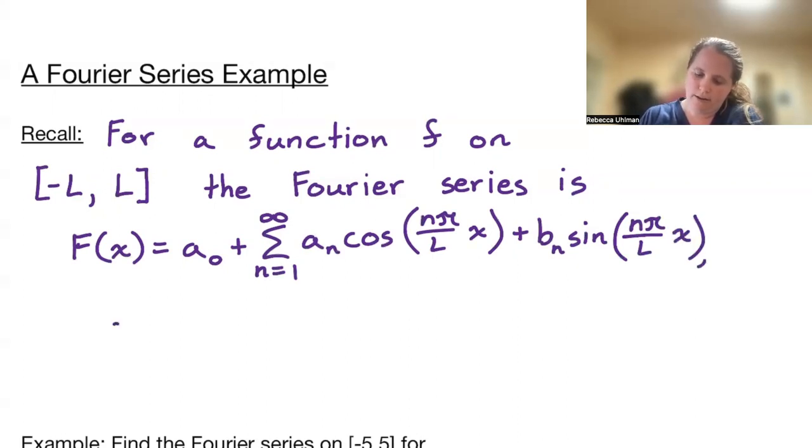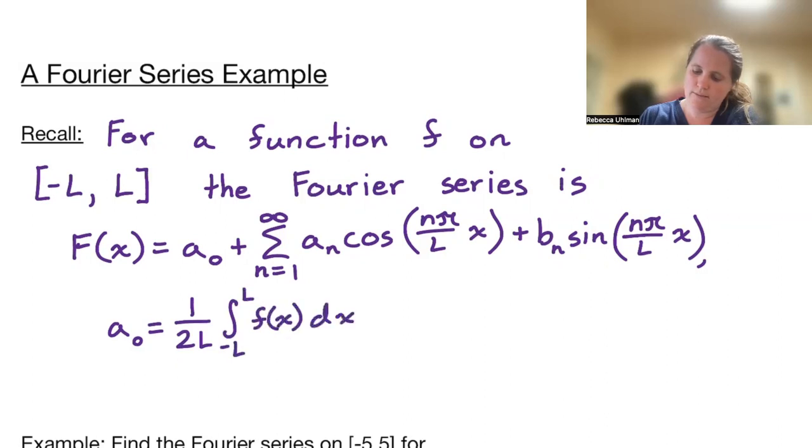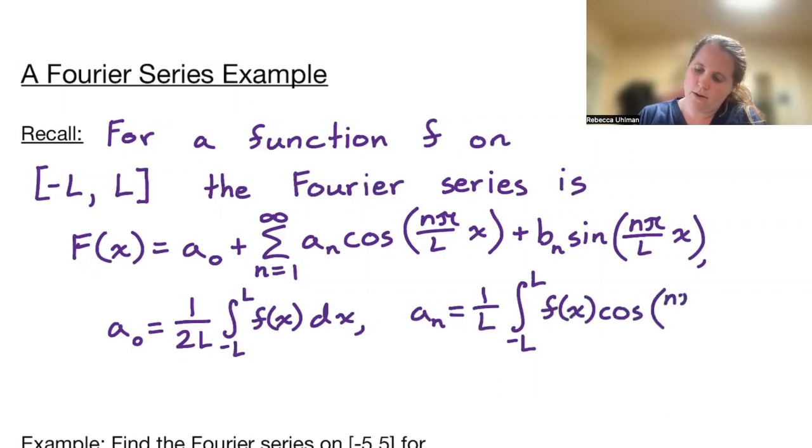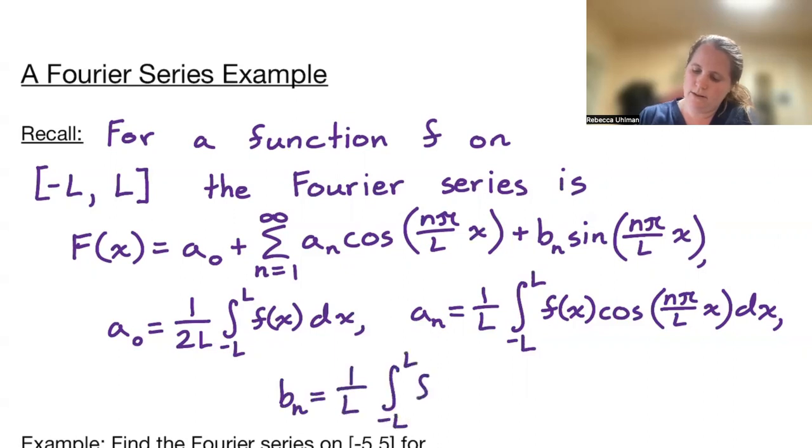where a naught is 1 over 2L times the definite integral from negative L to L of our original f of x dx. A n is 1 over L times the definite integral from negative L to L of f of x times cosine n pi over L x dx. And our b sub n are 1 over L times the definite integral from negative L to L, f of x sine of n pi over L x dx.